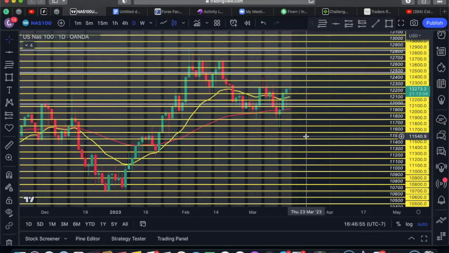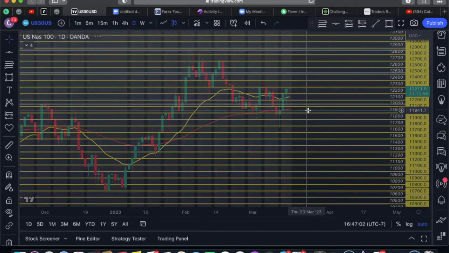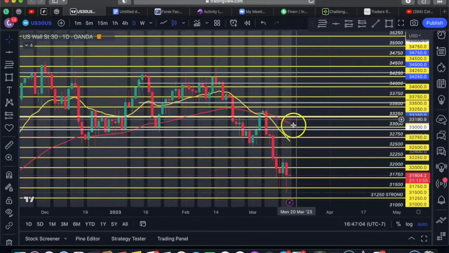So we're looking at the NASDAQ right here and look at how it's performing pretty damn well right now. But then if we go to US30, look at how US30 is not doing well. It's more in a downtrend than an uptrend. So this is where you guys have to really look at the markets and understand what's really going on.